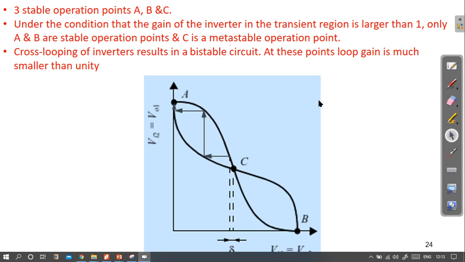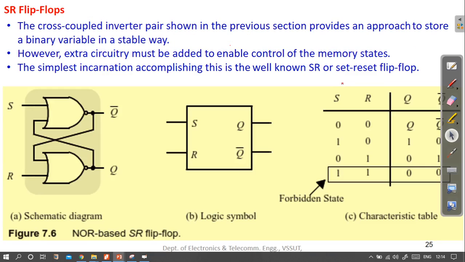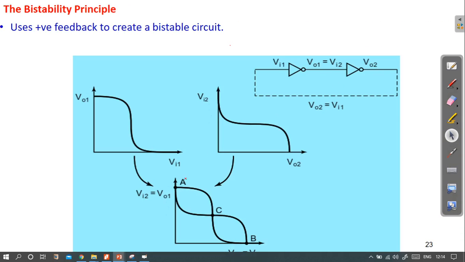This was the curve for these two back to back connected inverters. There were basically three stable points, and the other points are called metastable points. So we will operate the circuit only at these stable points, because only at these points the value will remain constant and it will not change by itself.